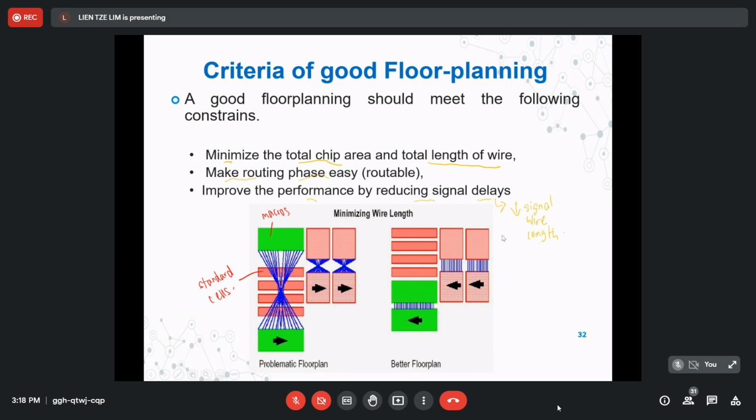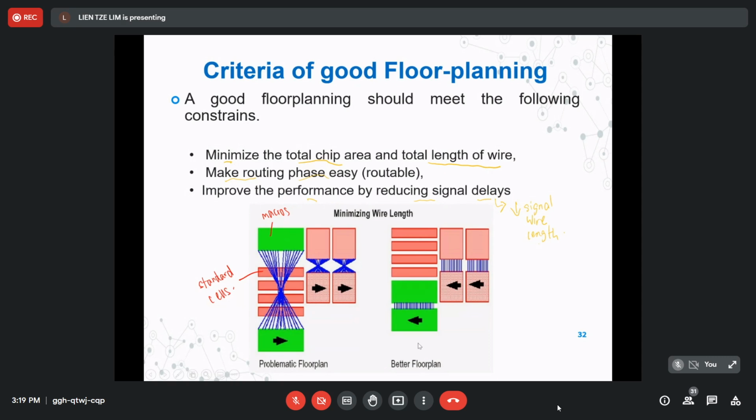Let's take these two floor plans as an example. Imagine there is a signal transmission through this wire in this floor plan, and also a signal transmission through the wire in a better floor plan. We can note that the quality of the signals will be better and faster received at another point in this better floor plan.